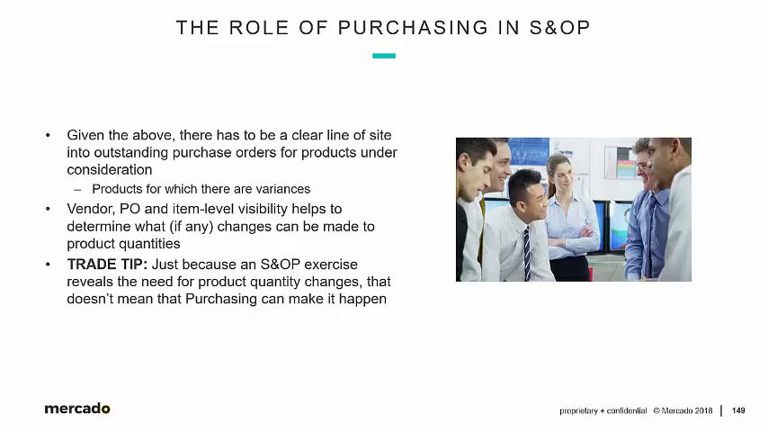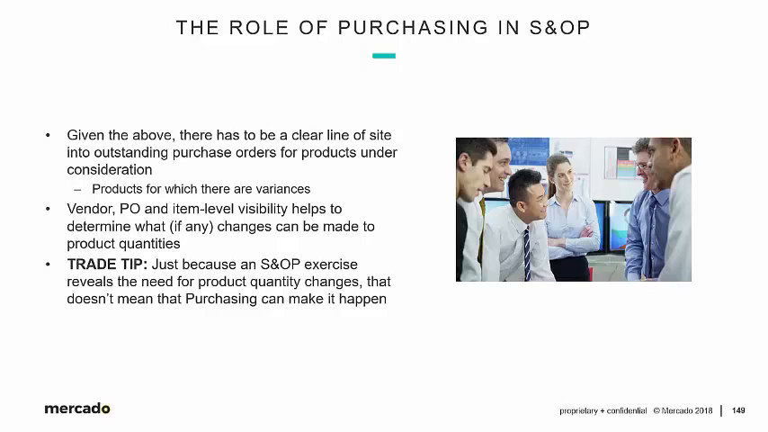And that item-specific focus tied into purchase orders is all about the variances that exist between what's needed in the marketplace and what is reflected on those very purchase orders. Basically, second bullet point, vendor, PO, and item level visibility helps to determine what, if any, changes can be made to product quantities. Remember, we're talking about vendor, PO, item level visibility. That is what purchasing brings to the table.